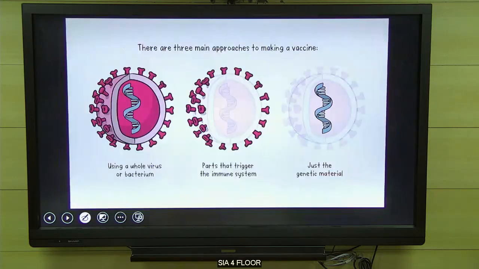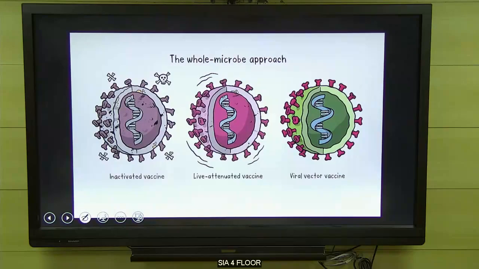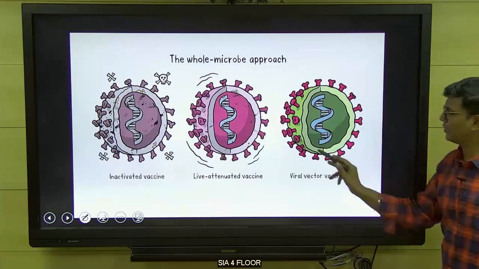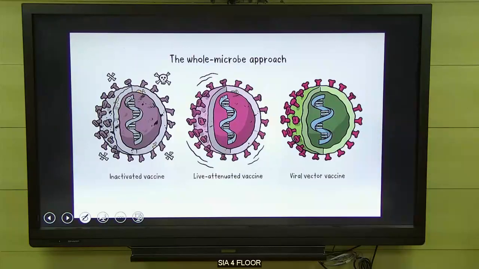So this is the whole microbe approach. The first one is inactivated. The second one is live attenuated, that is, it's alive but in a weakened form. And the third one is viral vector vaccine, because it's carrying the protein, but the virus is totally different. A safer virus carrying only the protein. This is called a viral vector vaccine.